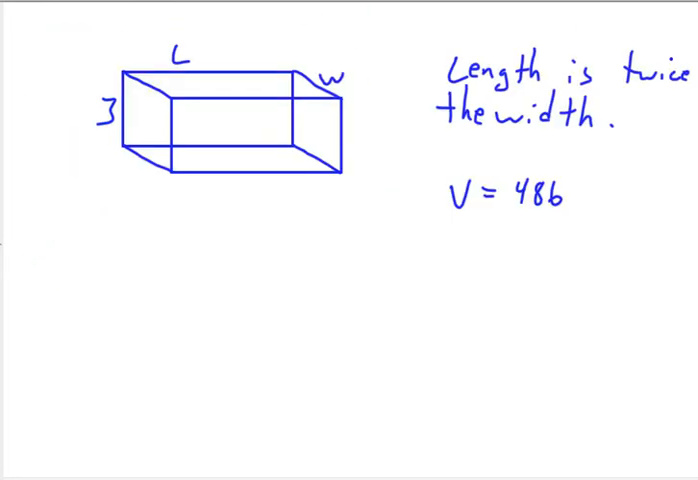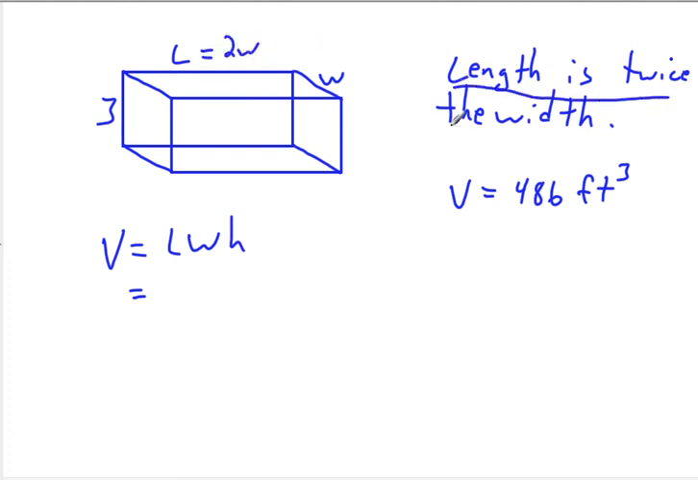Alright, so imagine we had this real world problem where we're making a fish tank and we want the volume to be 486 cubic feet and the height's going to be 3 feet, and we want the length to be twice as long as the width. And we want to figure out how long the length and width are. We all know that the formula for volume of a rectangular prism is going to be length times width times height. And we know that the length is going to equal twice the width because it says it right here.